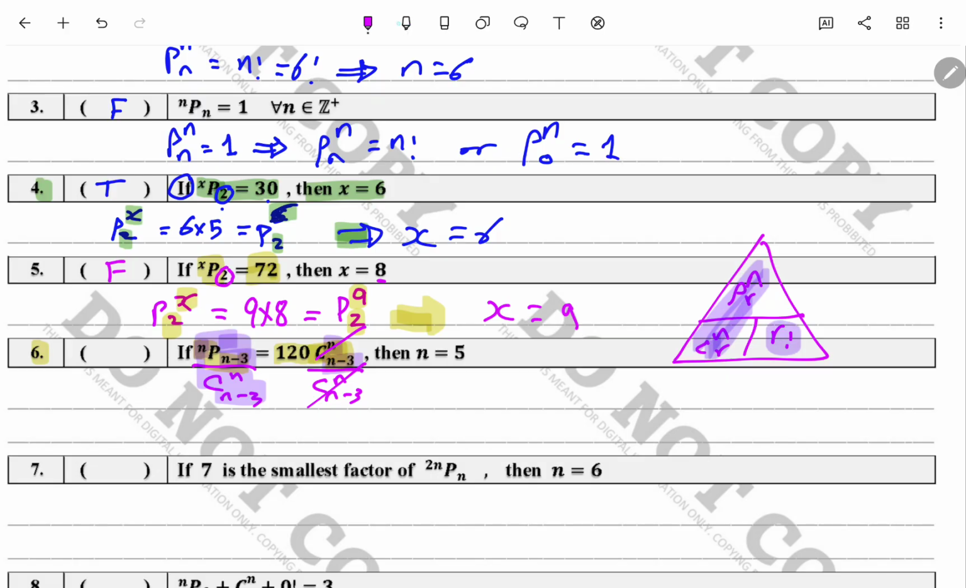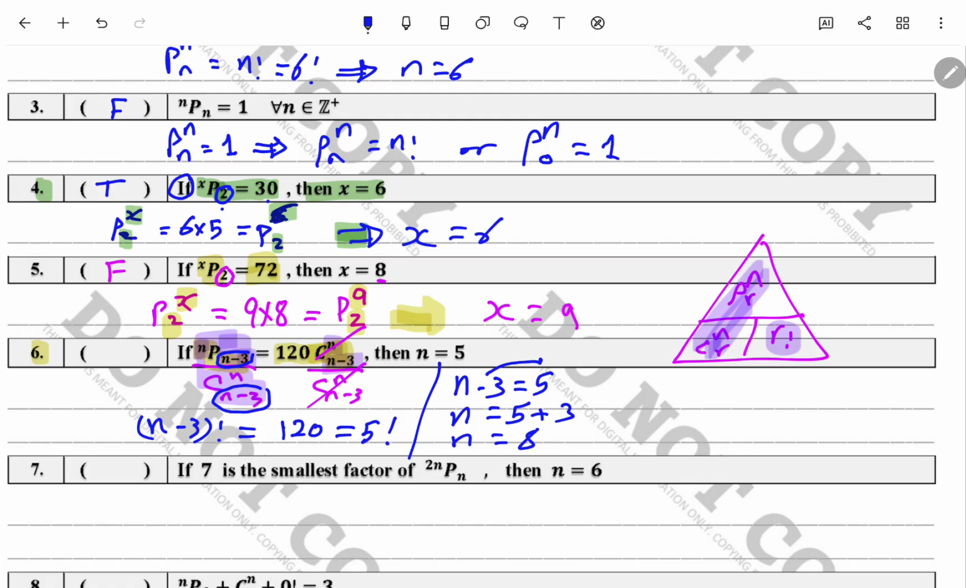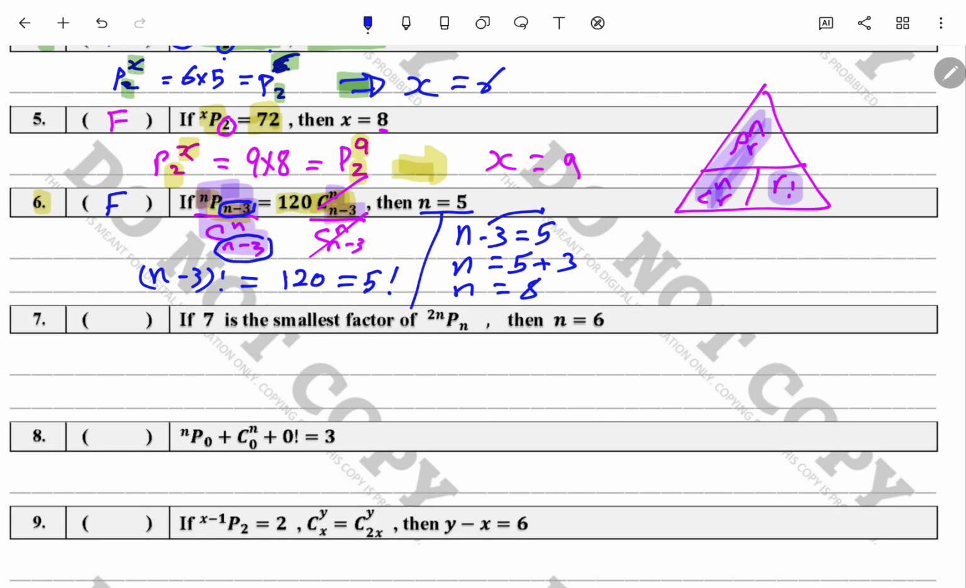So our r here is exactly n minus 3. So (n minus 3) factorial will equal 120, which is going to be 5 factorial. I can cancel factorial from here and there to get n minus 3 equals 5. Move negative 3 to the other side to get 5 plus 3, which is 8, which is different than the value here, and that makes it false.